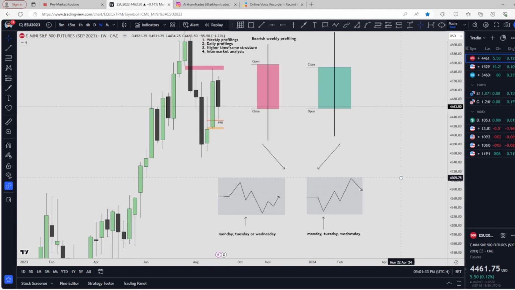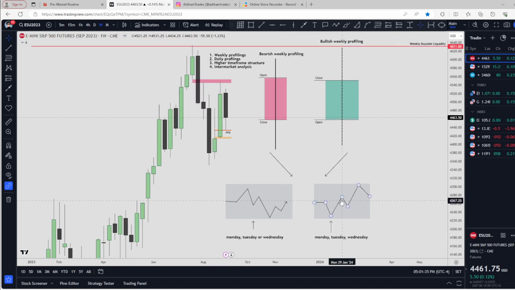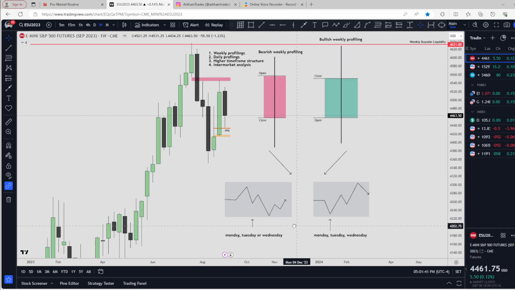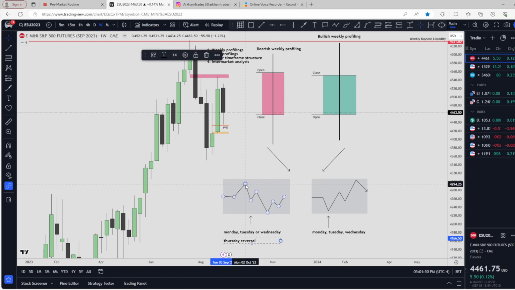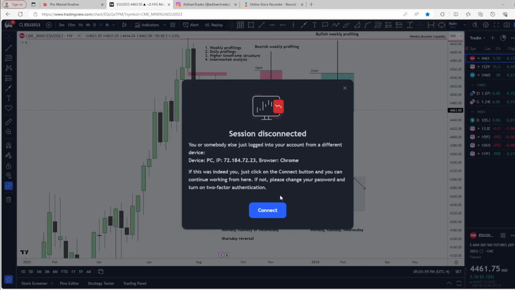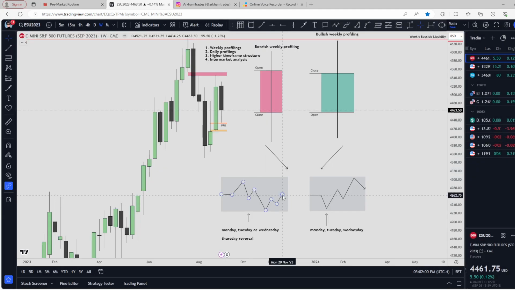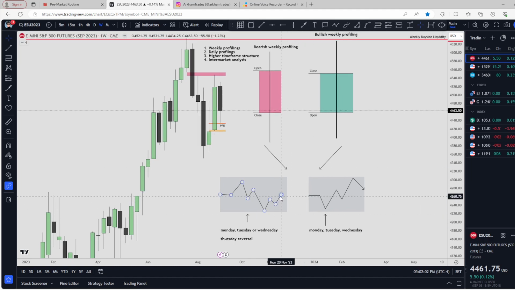Some of your daily profilings can be like right here, where it went lower, it created this high, went lower, lower, lower, and then pushed higher. That could be either a Thursday reversal, where if we've been making consistent lows, day after day, we could see a potential pullback Thursday, or right here, this last move higher, which is called a TGIF.